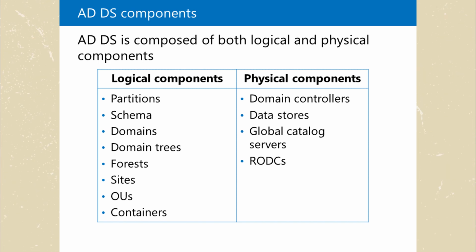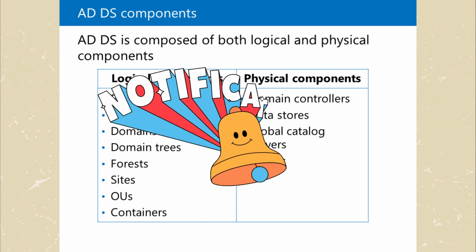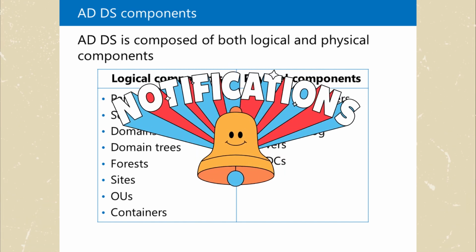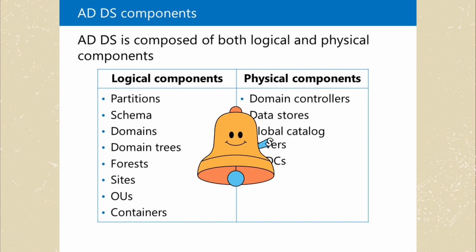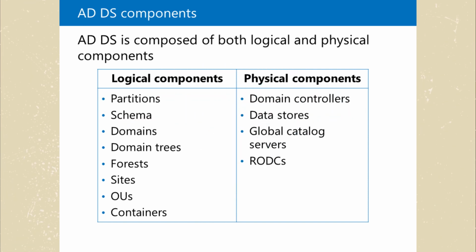Domain tree. A domain tree is a hierarchical collection of domains that share a common root domain and a contiguous domain name system, DNS, namespace. Forest. A forest is a collection of domains that share a common ADDS root and schema, which have a two-way trust relationship.